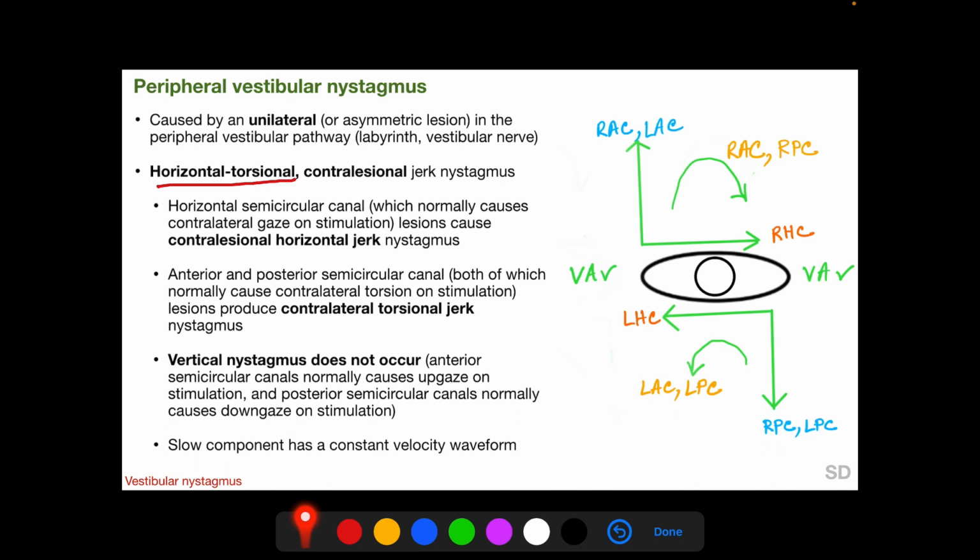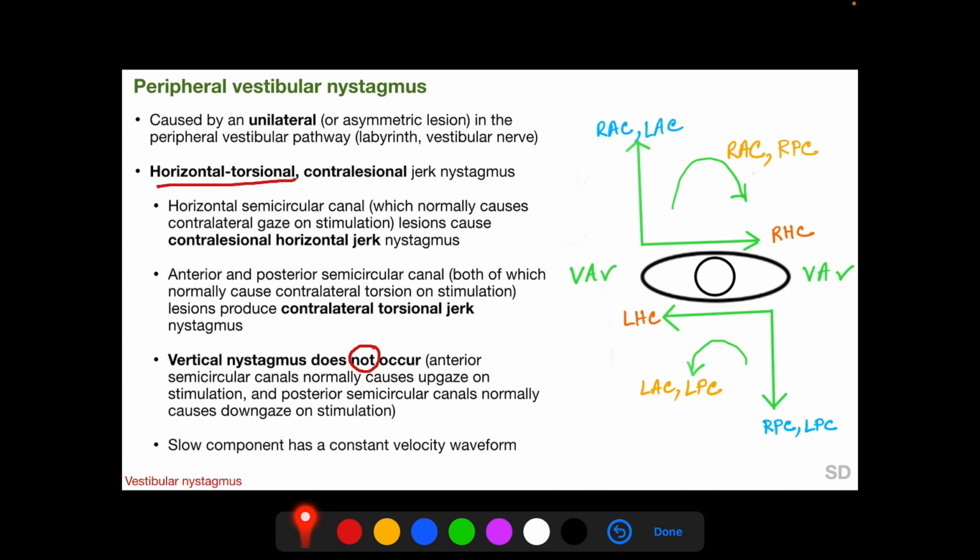We must remember that vertical nystagmus does not occur with peripheral vestibular nystagmus arising from a unilateral lesion in the peripheral vestibular pathway. This is because the anterior semicircular canals, which normally causes upgaze on stimulation by downward head turn, and posterior semicircular canals, which normally causes downgaze on stimulation by upward head turn, neutralize each other when there is a lesion in each inner ear affecting both the anterior and the posterior semicircular canals.